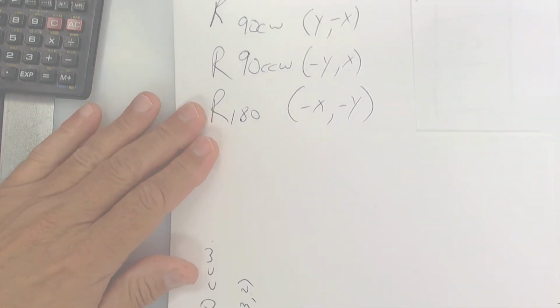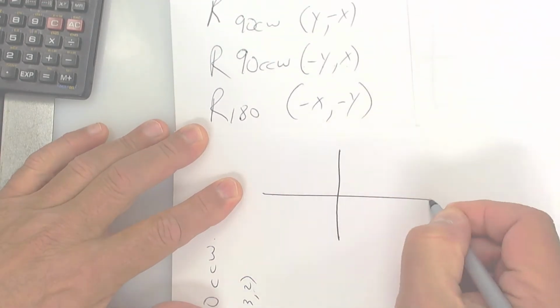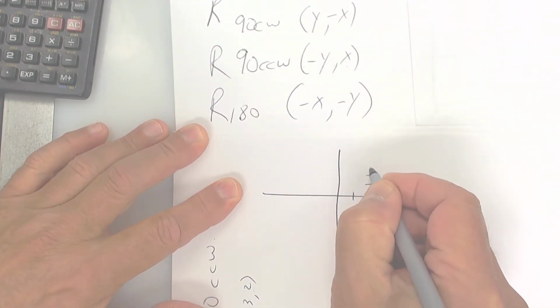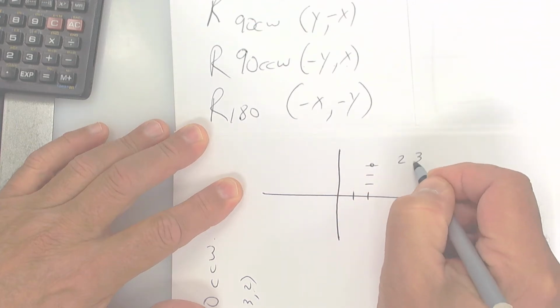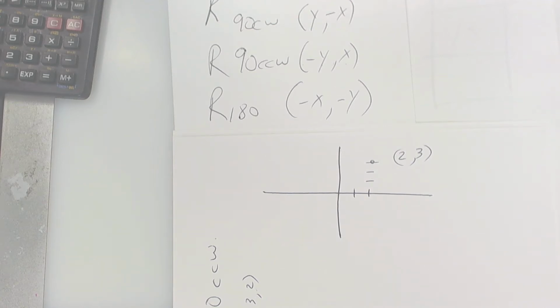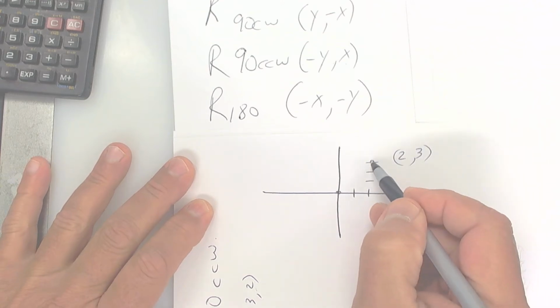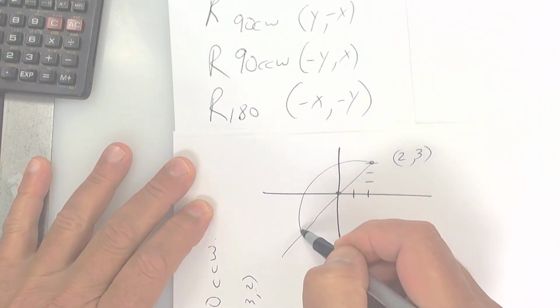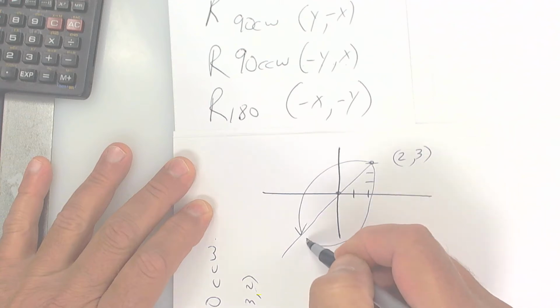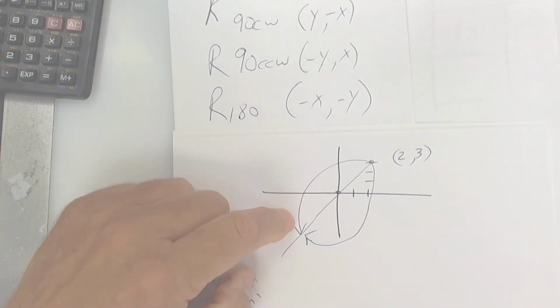Let's take the same point, over 2 up 3. So draw this up. Over 2 up 3. Okay. This time we're going to go 180. Now, 180, look here. Put a dot. 180 is going to be either over here or over here. It doesn't matter which way you go, because 180 is 180. Everybody with me? Ivan, you have this drawn up?